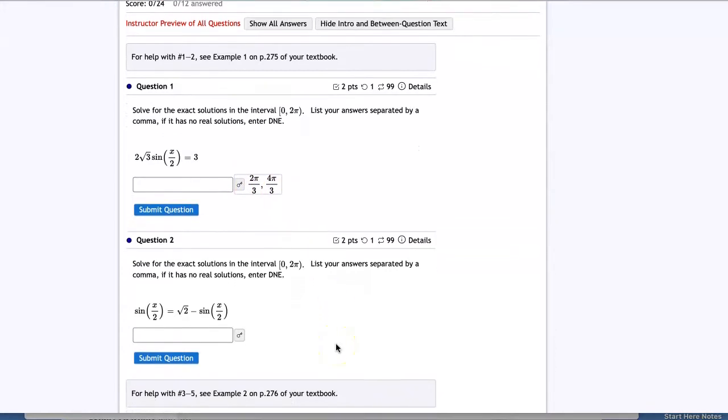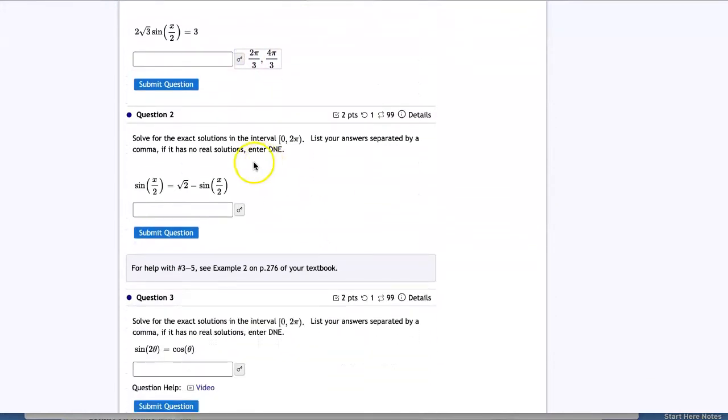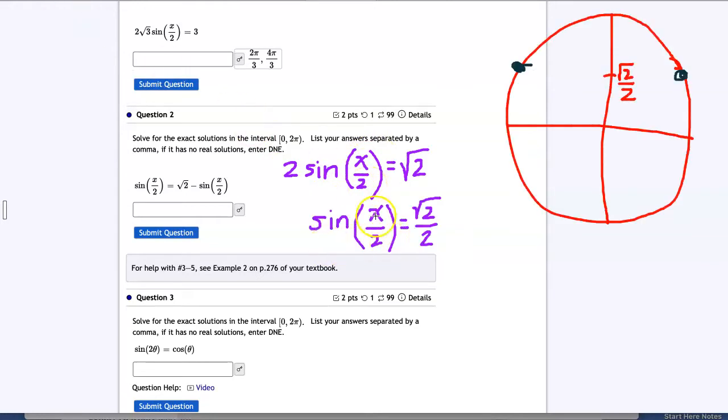Okay, so let's go down now to question 2. We'll go through this one a lot faster. First, you want to just consolidate. You have a sine over here on the left and a sine over here on the right, so move the one on the right over to the left, and what's the result? Once you consolidate the 2 sine x over 2's, they're both on the left. That makes 2 sine of x over 2, and then divide both sides by 2. So the sine of x over 2 is equal to square root of 2 over 2. On the unit circle, those values are at pi fourths and 3 pi fourths.